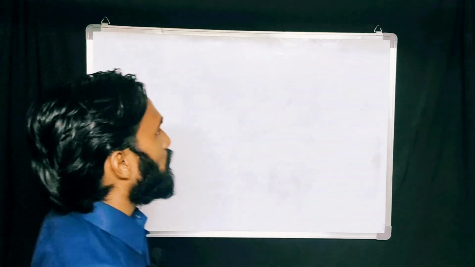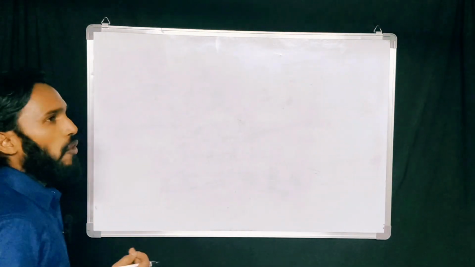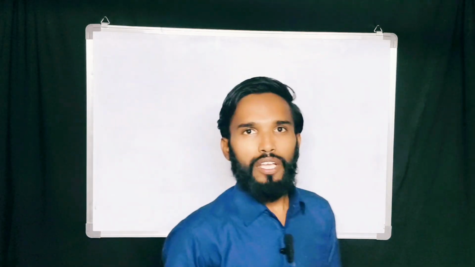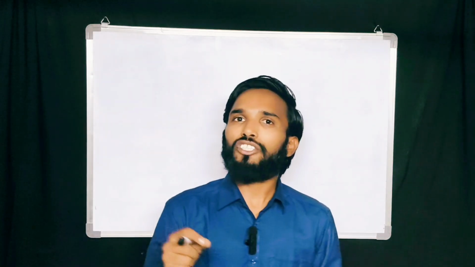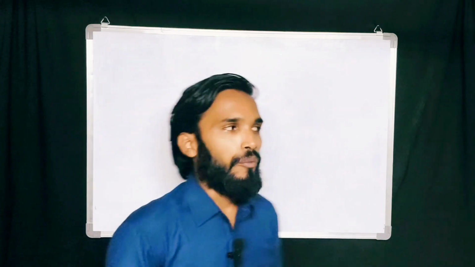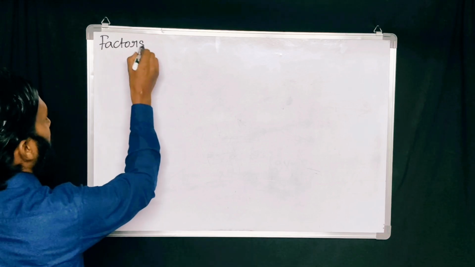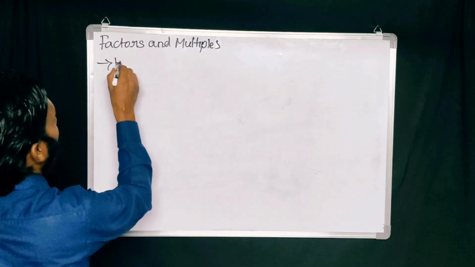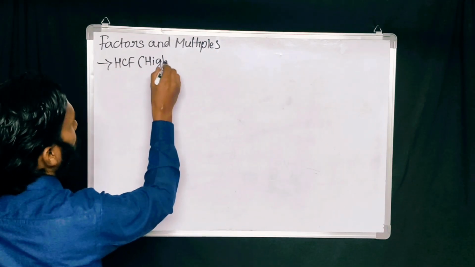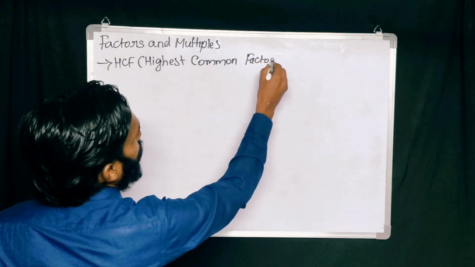In the first session of this chapter, factors and multiples, you learned what a factor is and what a multiple is. For this session, leave multiples. In this session, we are going to learn about the highest common factor. In the highest common factor, we have the term factor, which you learned in the first session of this chapter. So today's session is HCF. HCF is nothing but highest common factor.